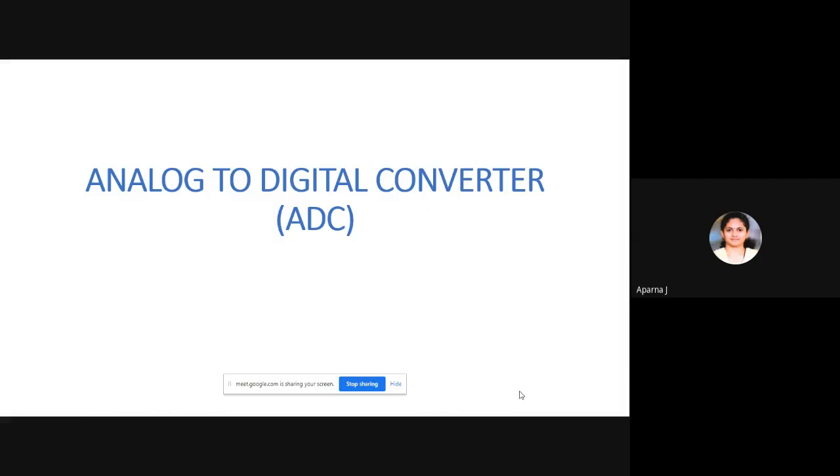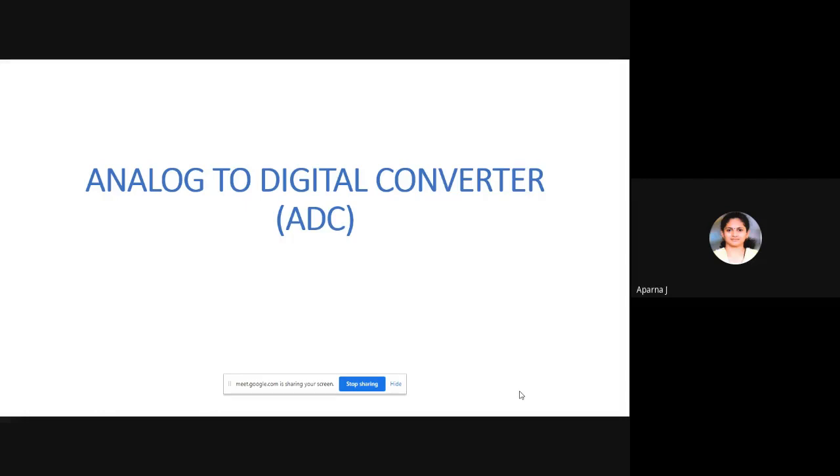An intermediate device between the transducer and the processor. So between the transducer and a processor, you'll be having an ADC, so that it takes the analog input which is coming from a transducer and converts it to the equivalent digital value, and it is given as input to the microprocessor or controller.